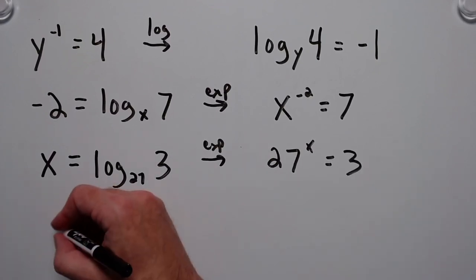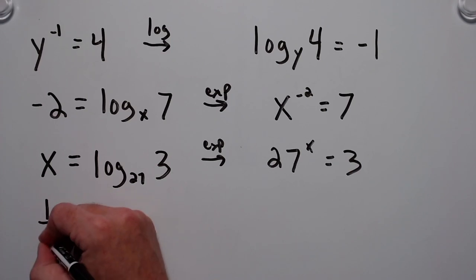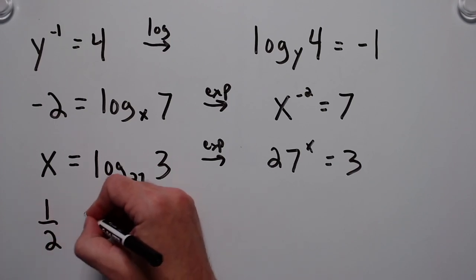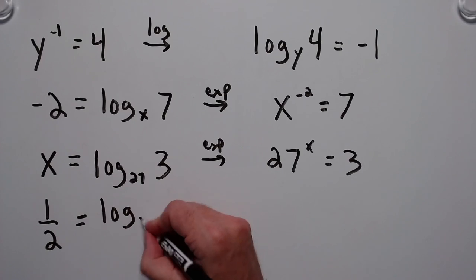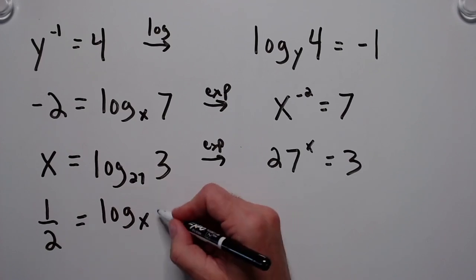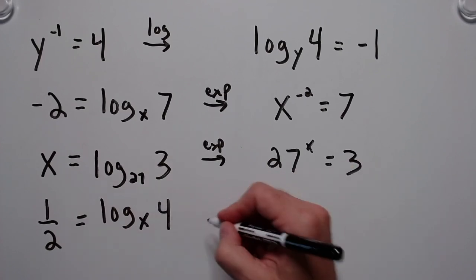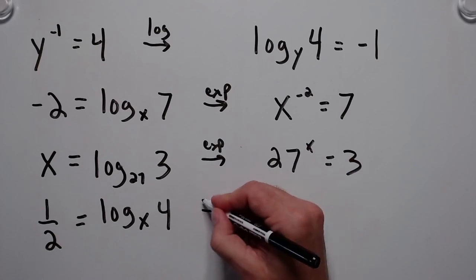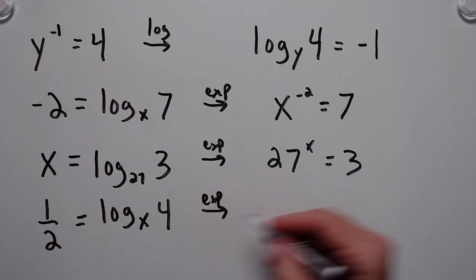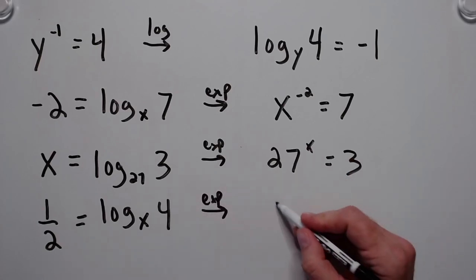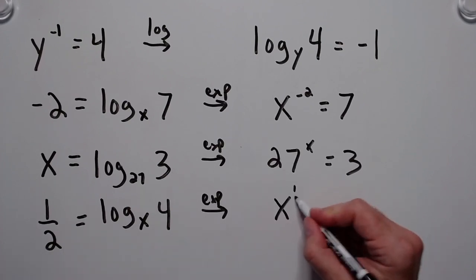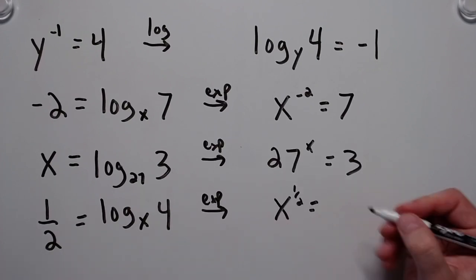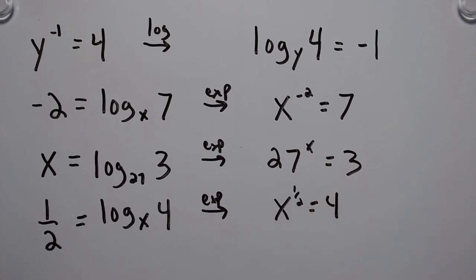We're going to do one more example that looks like this, but we're actually going to solve this one. We're going to say that 1/2 is equal to log base x of 4. So again, we're going to rewrite this as an exponential function. It would be the base x to the 1/2 power equals 4. So now we've got x to a 1/2 power.